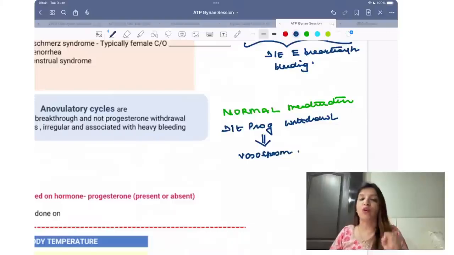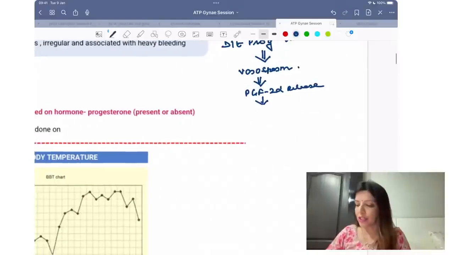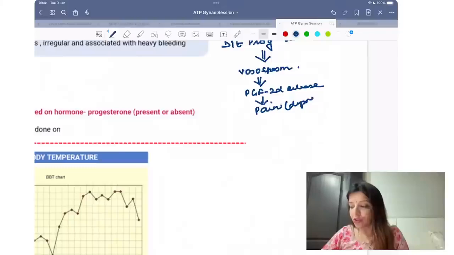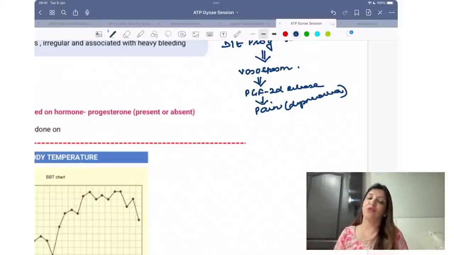तो जब भी progesterone withdrawal करेगा, vasoconstriction होगा, vasospasm होगा, जिसकी वजह से PGF2 alpha release होता है. And it is this PGF2 alpha which leads to pain. That is dysmenorrhea. So this means कि कभी भी अगर एक young girl मेरे पास आती है and she is saying that she is having dysmenorrhea, indirectly I come to know, oh, her cycles are ovulatory, right?